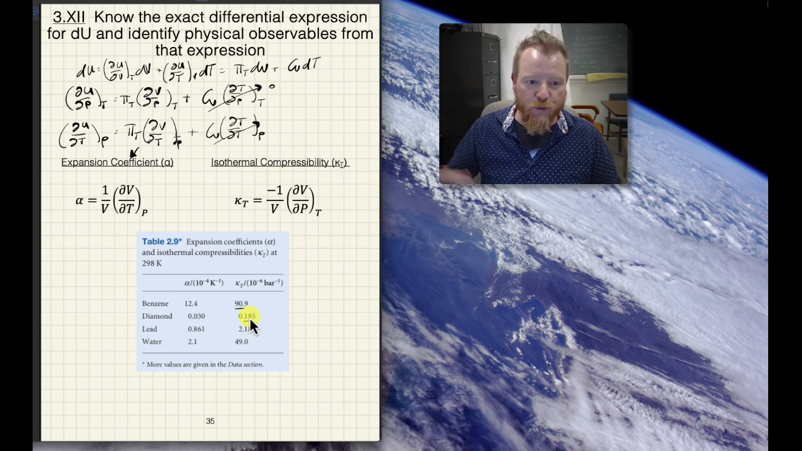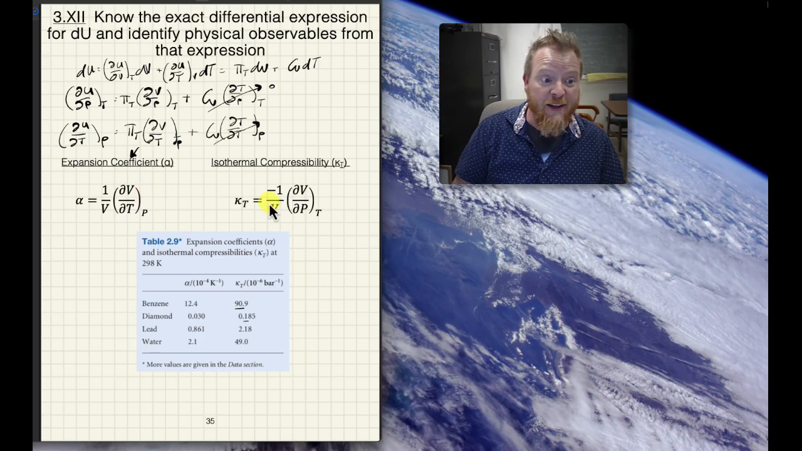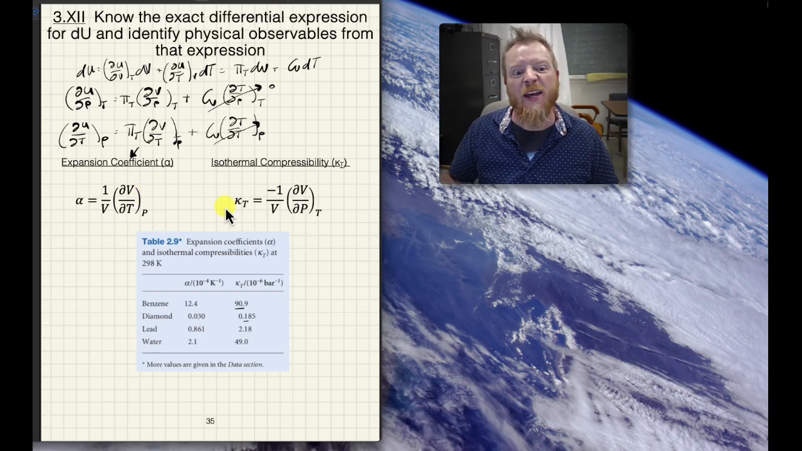Okay, so we'll go through some more sample calculations and talk about how we can apply this partial derivative relationship into something more useful for measurable quantities in our live lecture.